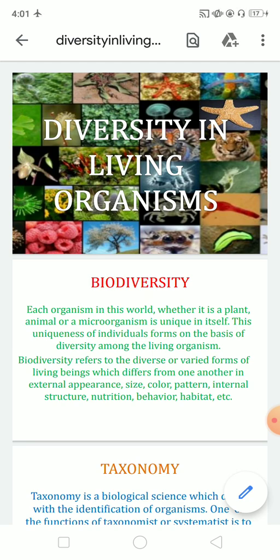Like India, we say India is a diverse country, right? It has a diverse population and diverse culture. Why? Because we have people from different backgrounds, different castes, different cultures, different religions, and we all live together peacefully. Similarly, all living organisms also have diverse characteristics. Biodiversity refers to the various forms of living organisms on the planet based on their appearance, size, color, pattern, habitat, structure, nutrition, behavior, everything.